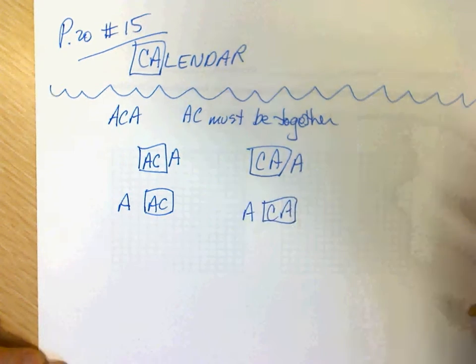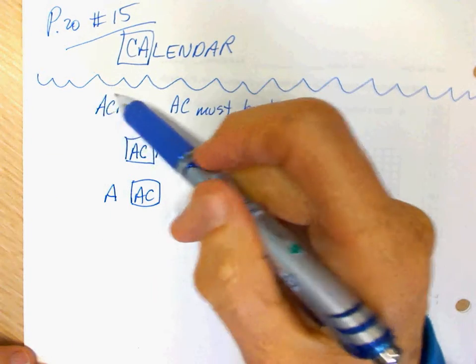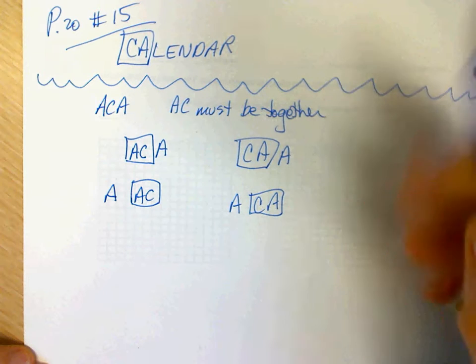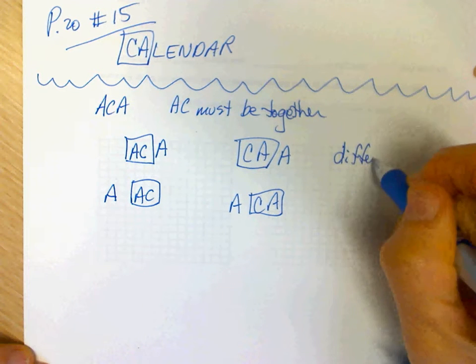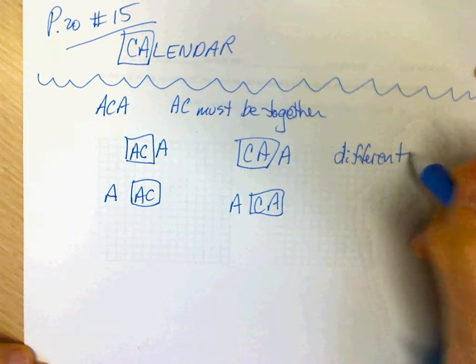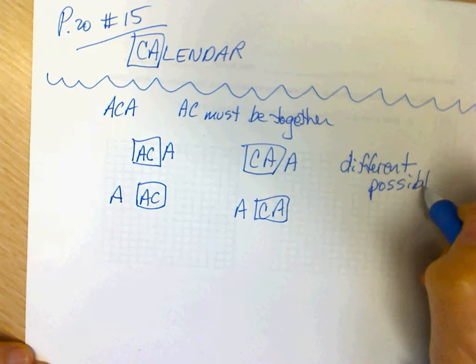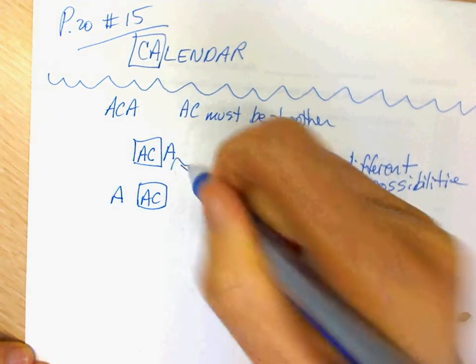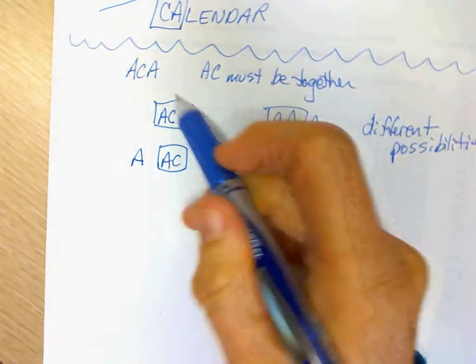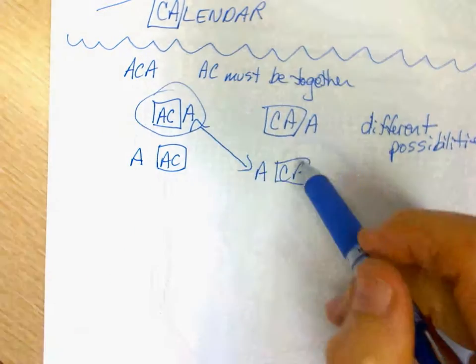Now, when we have arrangement questions, we want different possibilities, right? So the problem with these possibilities is that these two are not different. And the issue arises because of this floating A, so we have to account for this ACA situation.